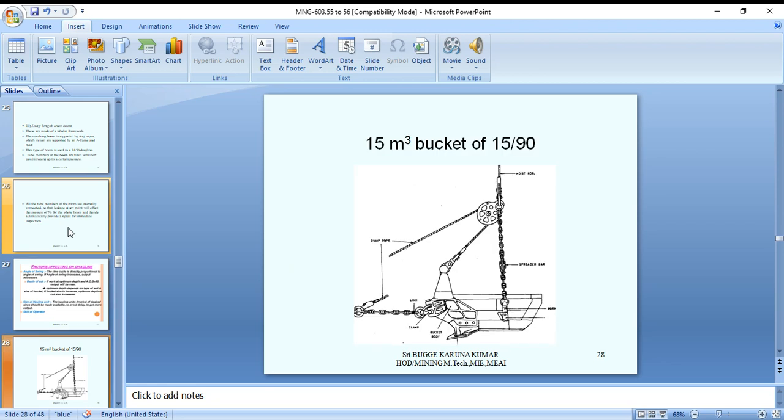So this is a 15 cubic meter bucket with a 90 meter boom, that is a 15 by 90. 15 shows the bucket size and 90 is the boom length. So see the bucket structure and the bucket functioning chains.